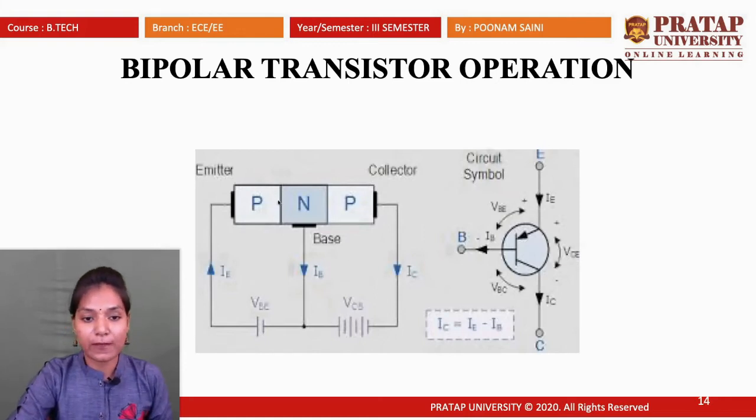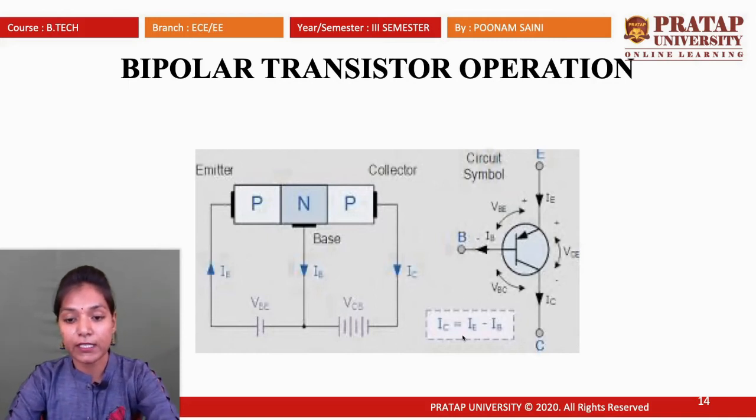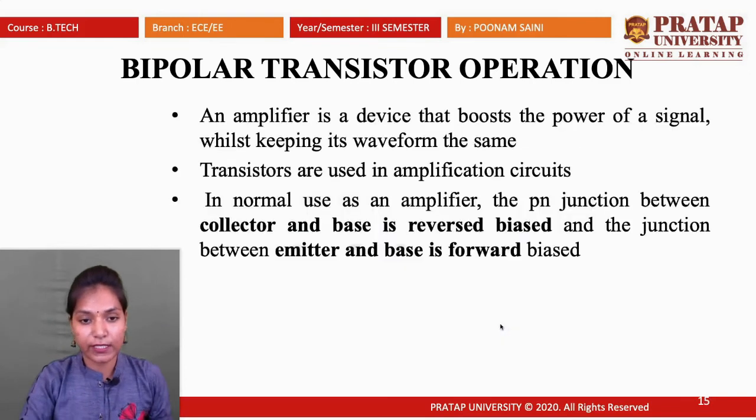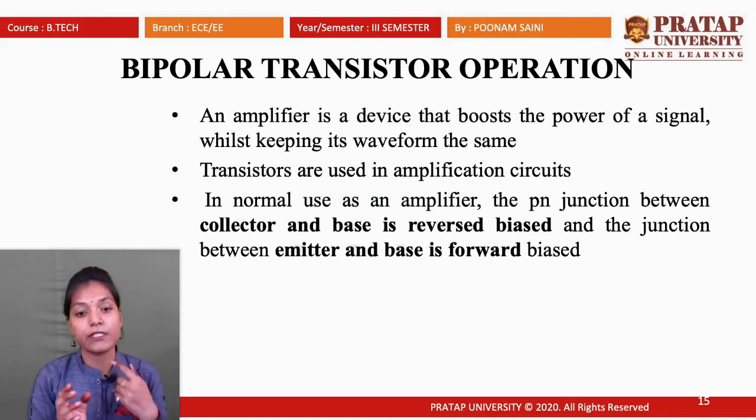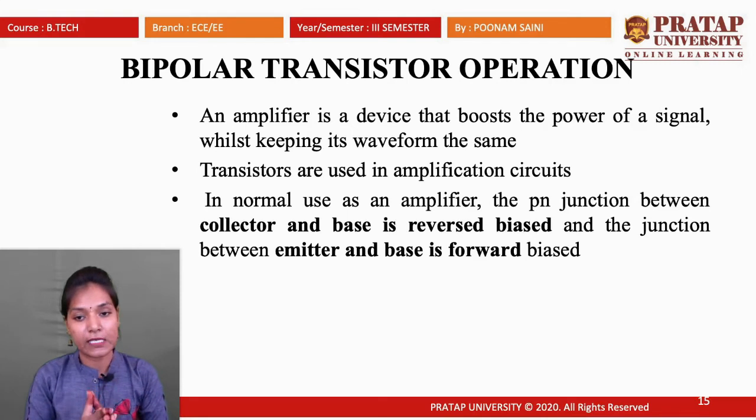So this is PNP, the emitter current is going into the P junction and the collector current is coming from the P junction. For this base junction, we can use emitter, collector, base, VBE and VCB. You can see that the collector current is basically equal to IE minus IB. In an amplifier, the PN junction, that means the junction between collector and base, is reverse biased.